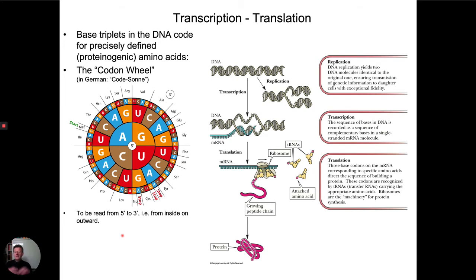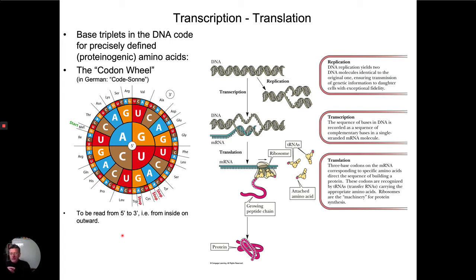And for that, of course, you probably already know the base triplets in the DNA code, which stand for precisely defined amino acids, all of our proteinogenic amino acids. Now, this is the codon wheel, in German Codesonne.